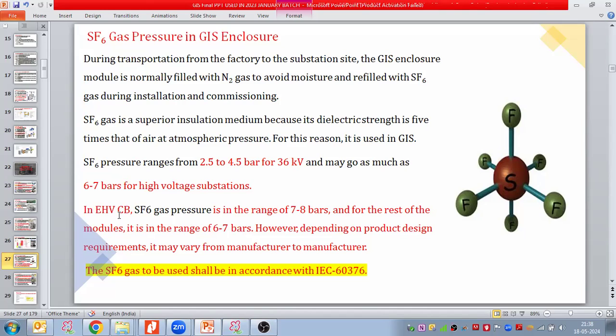In EHV substations, in an EHV circuit breaker, the SF6 gas pressure is in the range of 7 to 8 bar, and for the rest of the modules, it is in the range of 6 to 7 bar. However, depending on product design requirements, it may vary from manufacturer to manufacturer. So ideally, when we do the project, it is the responsibility of the manufacturer to provide us the gas pressure requirement on each module. And the gas that we are filling in the GIS should be in accordance with the IEC 60376 standard.